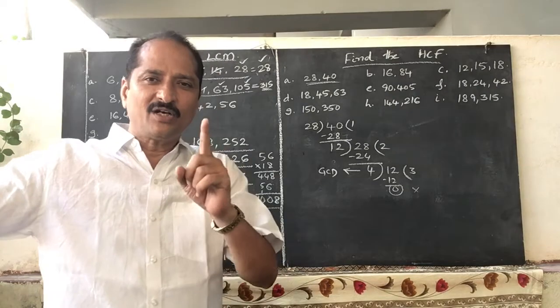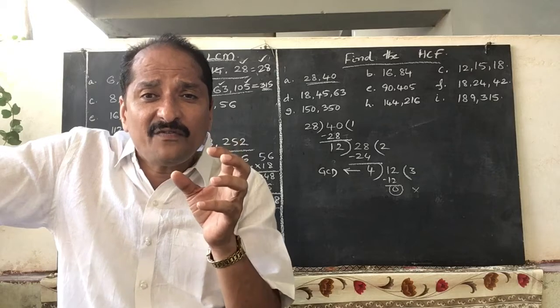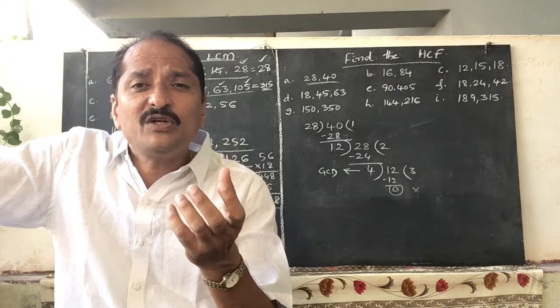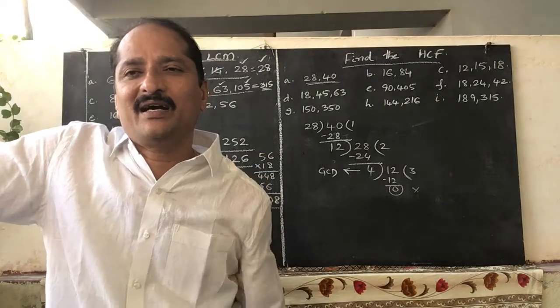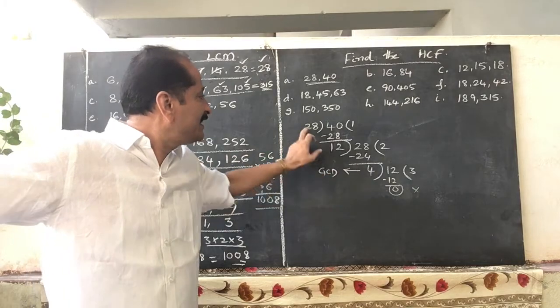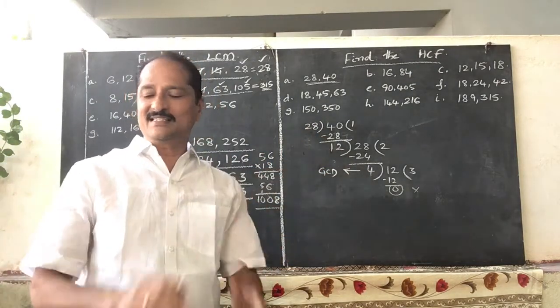Now, what property did I tell? The HCF of two or more numbers will be less than or equal to the smallest number. The smallest number here is 28. The HCF you got is 4, and 4 is less than 28. So this is the step.